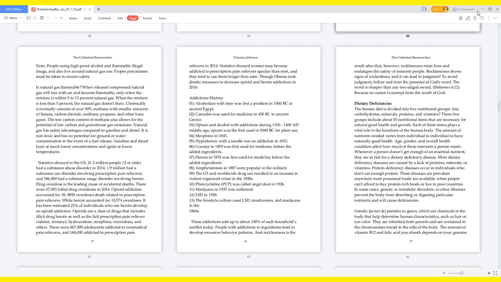Natural gas has safety advantages compared to gasoline and diesel. It is non-toxic and has no potential for ground or water contamination in the event of a fuel release. Gasoline and diesel burn at much lower concentrations and ignite at lower temperatures.